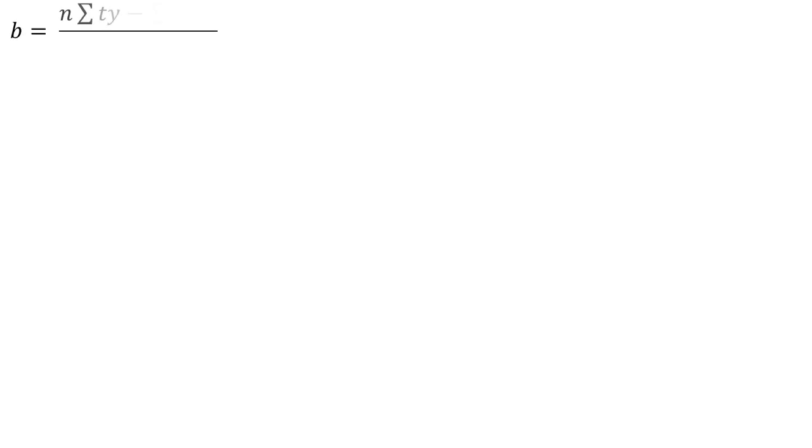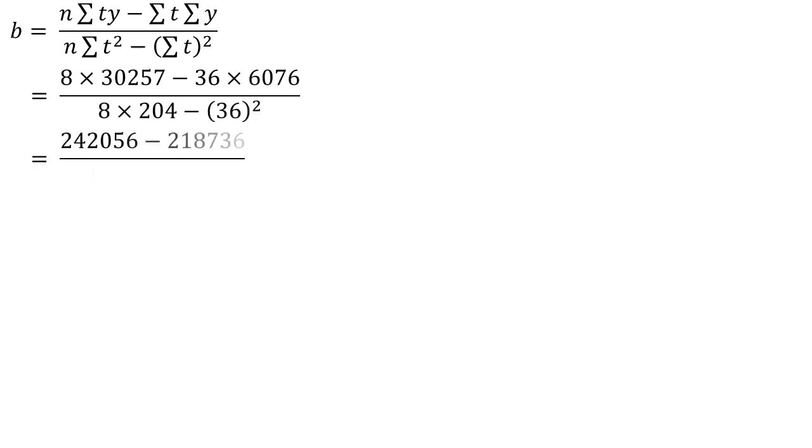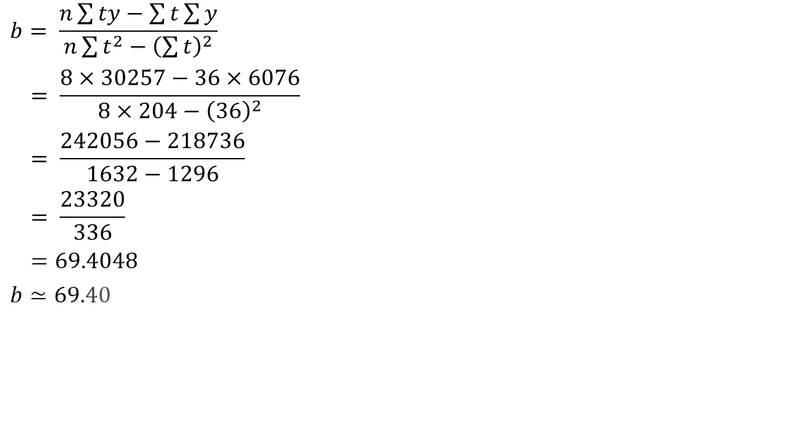We will start with writing down our formula for B, that is the time series coefficient. Then, putting the values into our equation, we will multiply them. We will get two sets of subtractive values. We will subtract them, and then by dividing we will get B as 69.40.